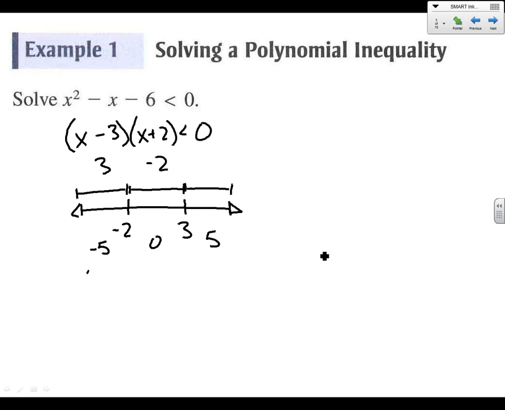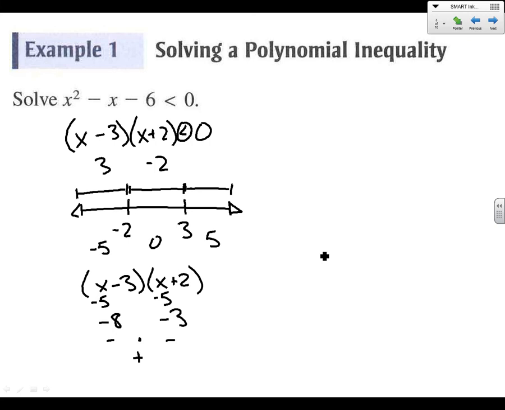We're going to go back to our factored form, x minus 3, x plus 2, and plug in some numbers. Instead of x, let's plug in negative 5. Negative 5 minus 3. In this case, we don't really even care what the actual number is. Because we're checking inequalities, we really only care about the sign. So negative 5 minus 3 is negative 8, but more than anything, we care that it's a negative. Negative 5 plus 2 is negative 3, and again we care that it's a negative, because a negative times a negative is a positive.